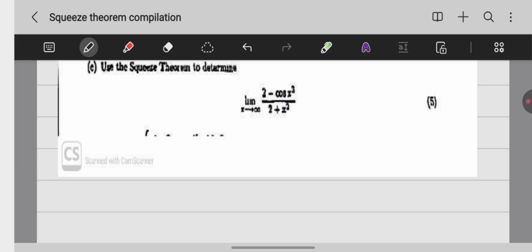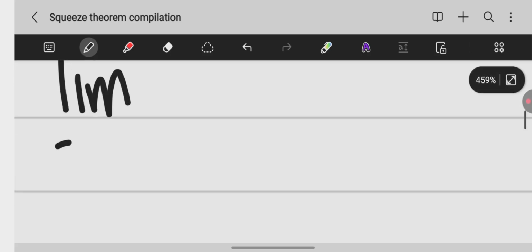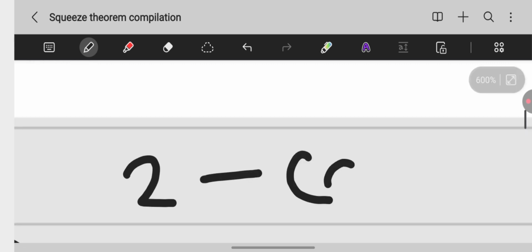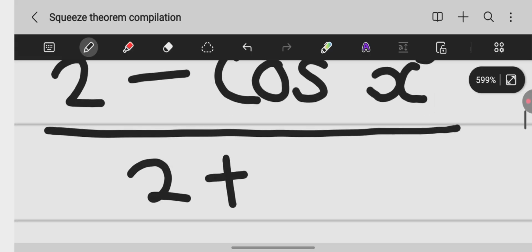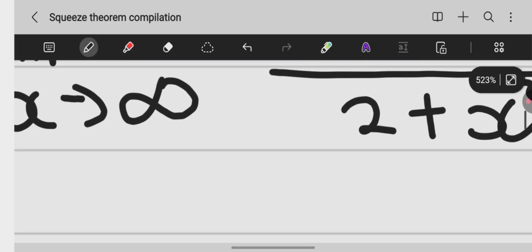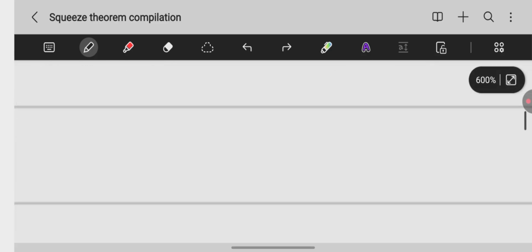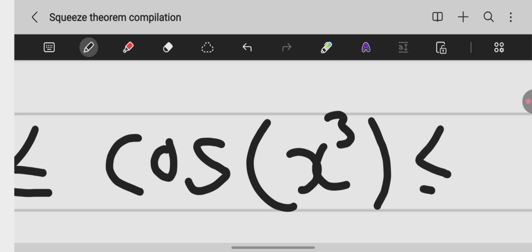Okay, let's do C. They say using the squeeze theorem, determine, I'm just going to write it here. The limit as x approaches infinity, and I think we're dealing with cosine. So you have 2 minus cosine of x cubed all over 2 plus x squared. Just make sure that you enclose your angles, right? So finding the squeeze theorem of that, you would have negative 1. Let me actually write this down here. Negative 1, and then you have your cosine of x cubed, and 1.